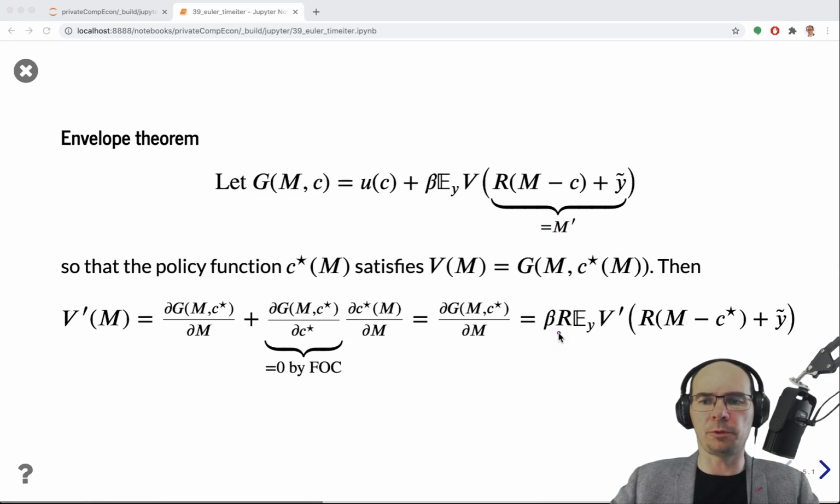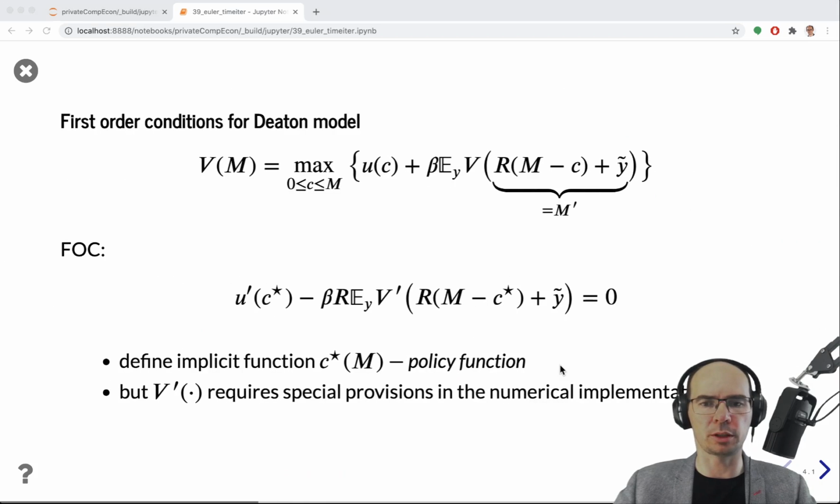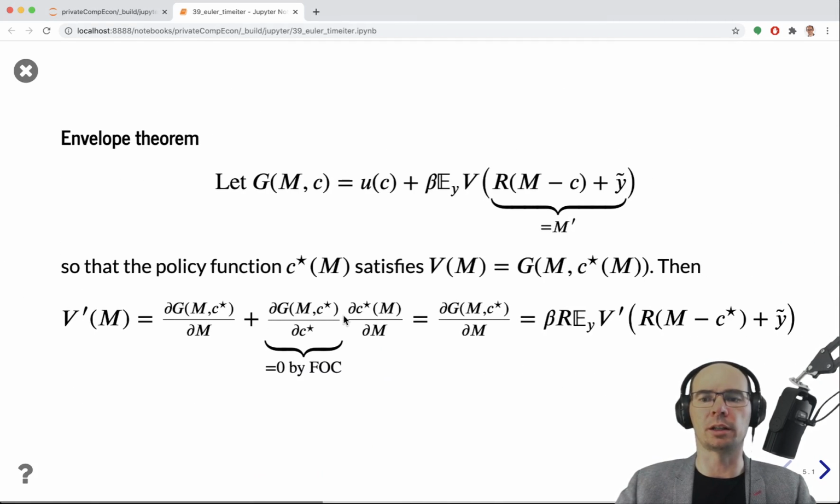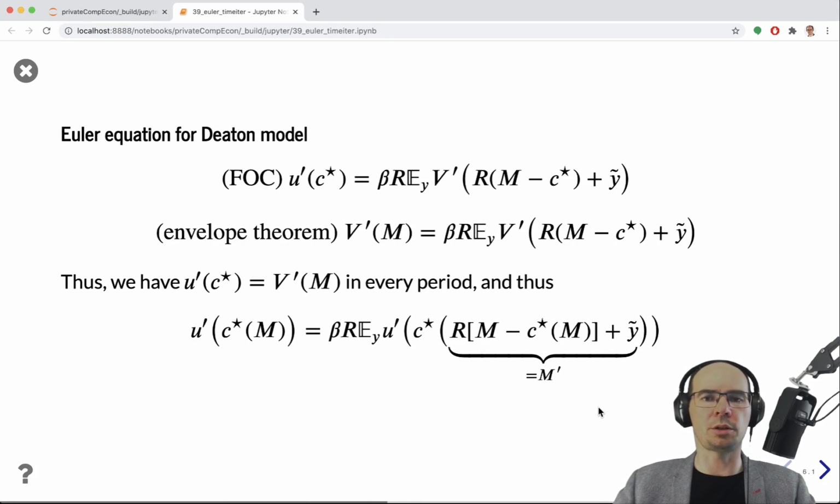Now, the fact that R is outside of the expectation here, and on the previous slide as well, is only due to the fact that we fixed R. If R was also stochastic, then R would have to be inside of the expectation, multiplying the derivative of the value function. So these derivations are not hard to extend to the case where R is stochastic. Okay, let's put everything together.